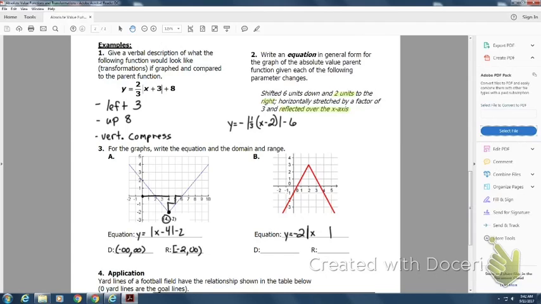Hannah, what would be inside the absolute value bar with the X? -2. And outside? -3. Okay. Did it go up or down? Down. Went right 2, up 3 to my vertex. So plus 3.